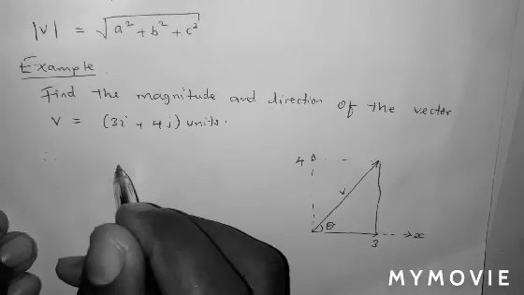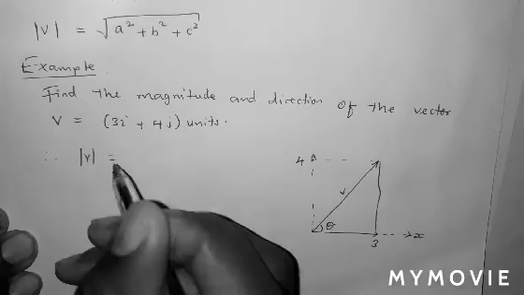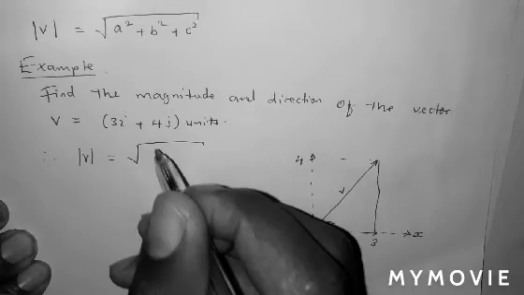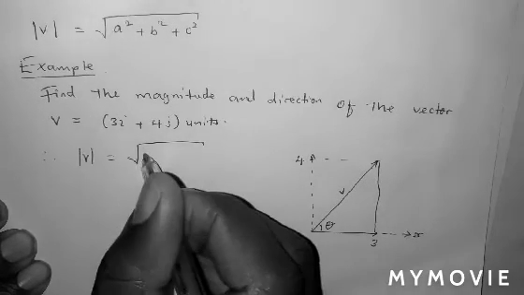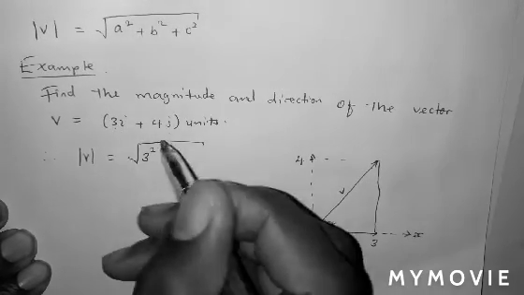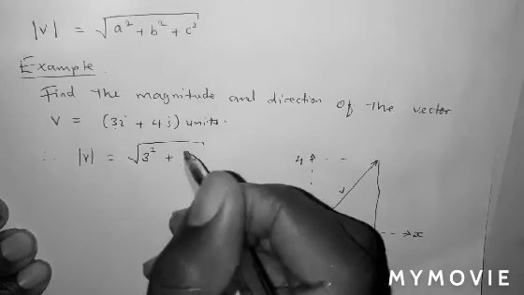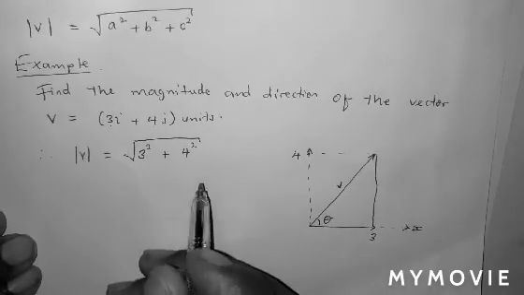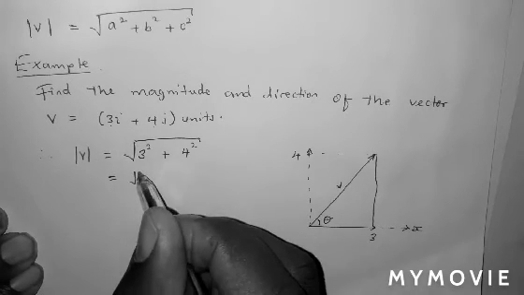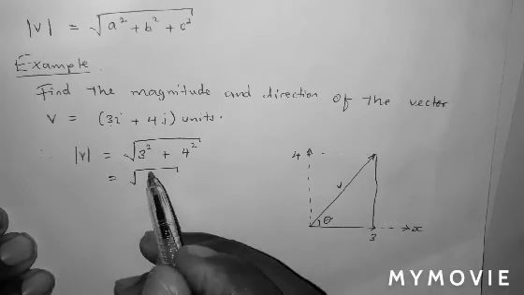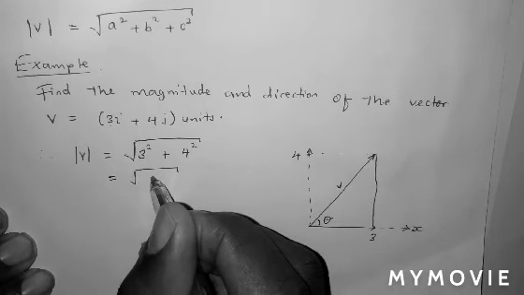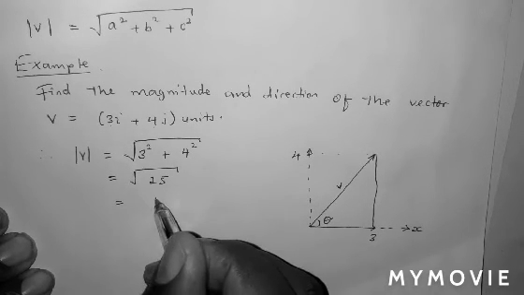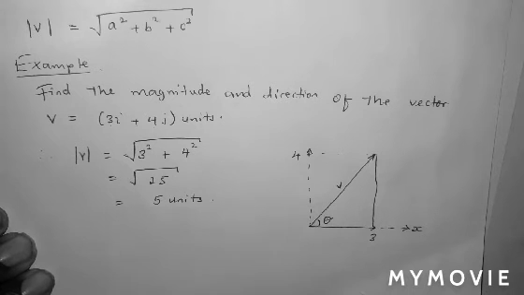Therefore, the magnitude of our vector v is equal to the square root of 3 squared, we have 3 here, then plus 4 squared from our formula. And now this is going to give us the square root of 9 plus 16, which is 25. And this gives us 5 units.